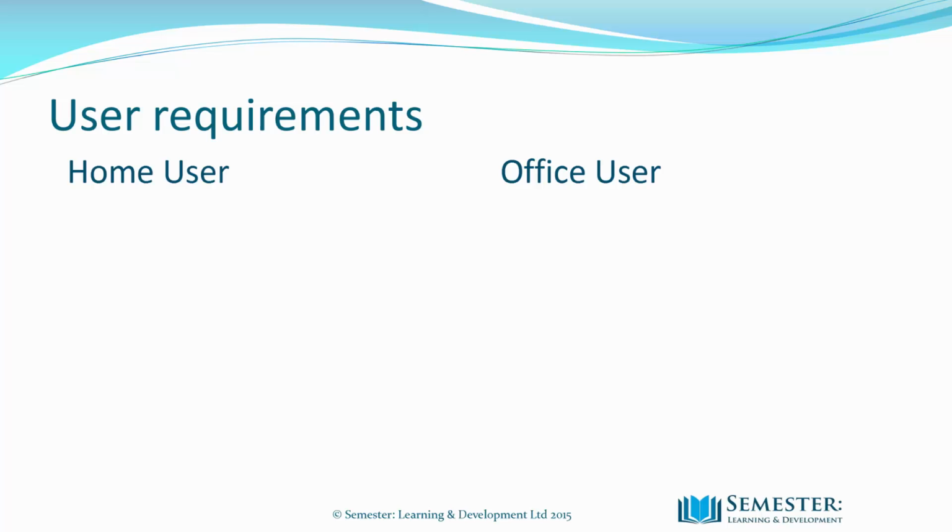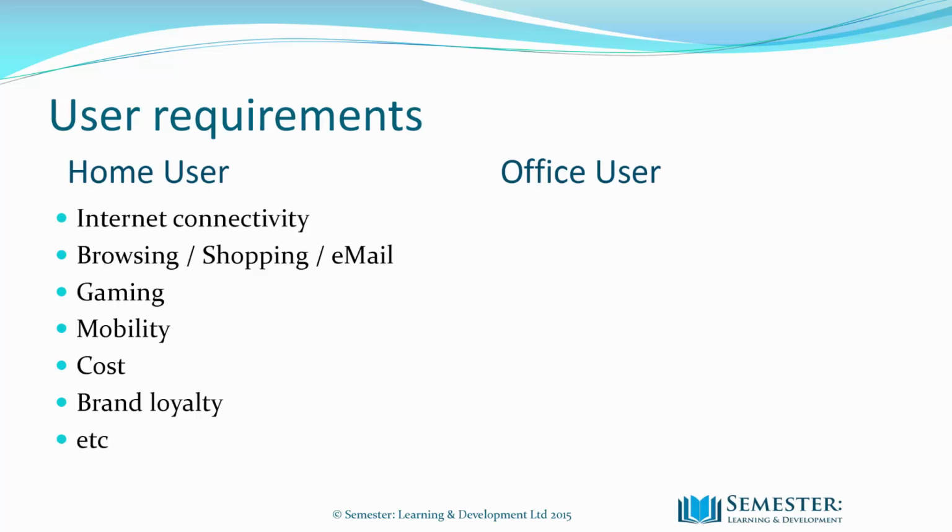So for home users, what sorts of requirements do they have of computer systems? Well, this will often include functional requirements such as the ability to access the internet. Maybe they're going to browse the web, do some online shopping, perhaps accessing email or watching streaming entertainment or online gaming. So they'll have something they want to do with the system.